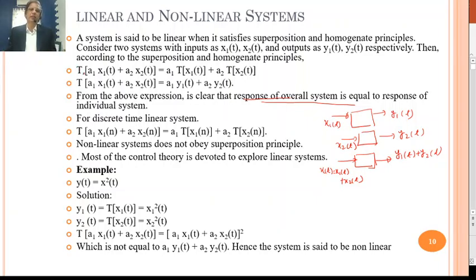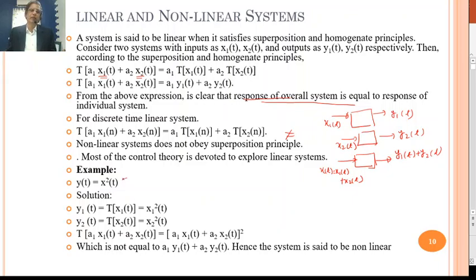Means the response of the system to a1 x1(t) plus a2 x2(t), where a1 and a2 are arbitrary constants, equals a1 y1(t) plus a2 y2(t), the responses of the individual systems due to the first and second inputs. And if this condition is not satisfied, that system is a non-linear system, means the two sides are not equal. Now most of control system study is devoted to exploring linear systems.